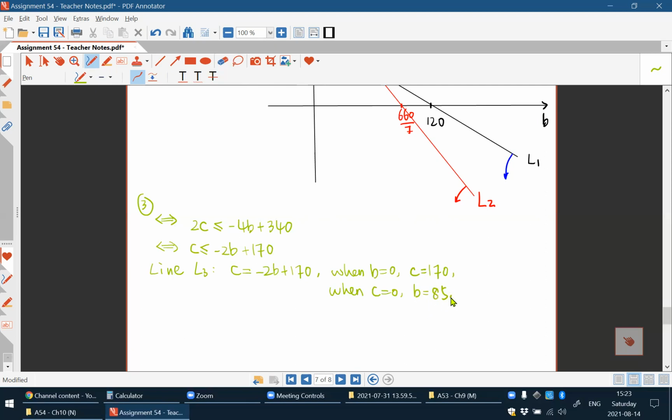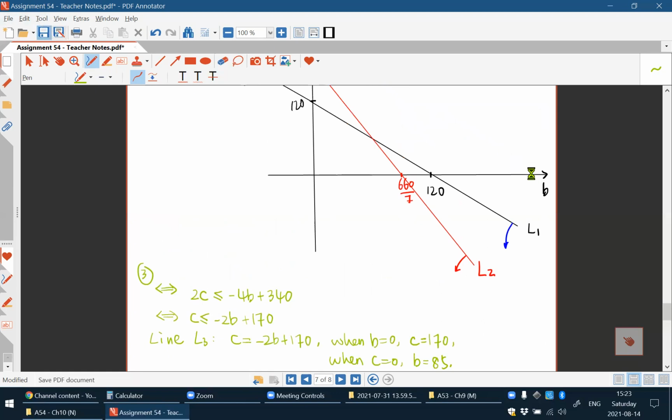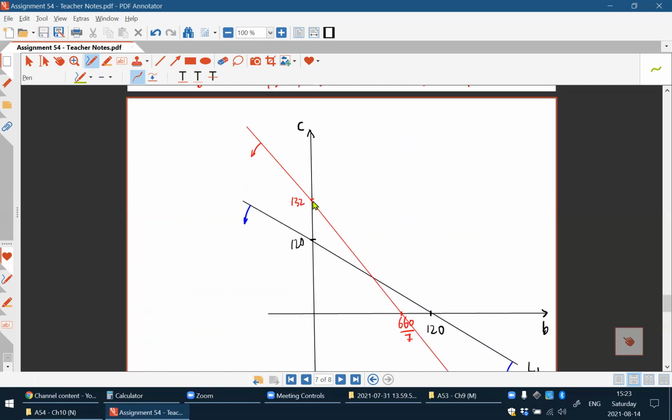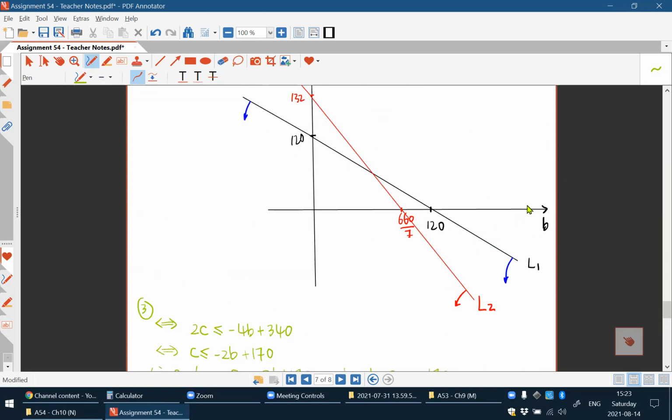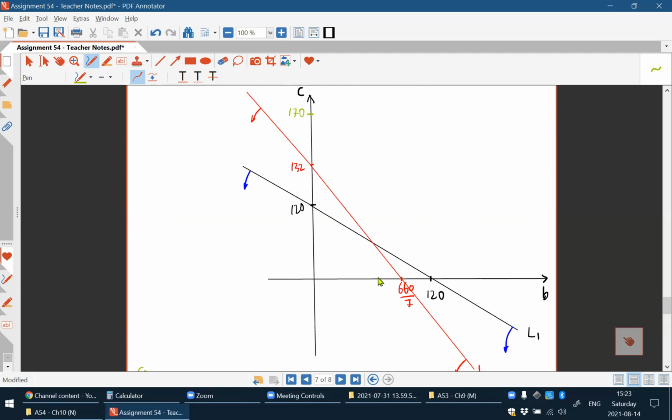85, right? So this means the third line passes through 2 points. The first point is 0, 170. So suppose 0, 170 is here. The second point is 85, 0. 85 is here, right? It's the smallest of these three numbers here, because 660 over 7, we already know, is about 94 something, right? So 85 should be to the left of this number.